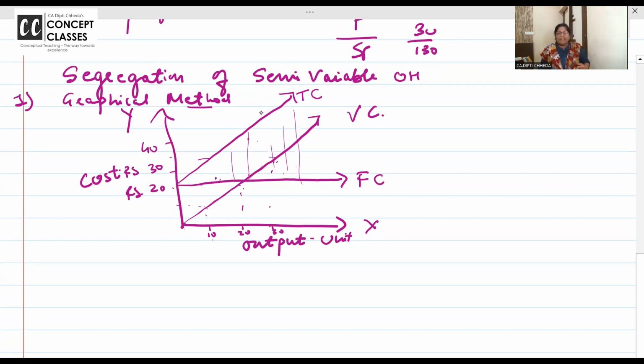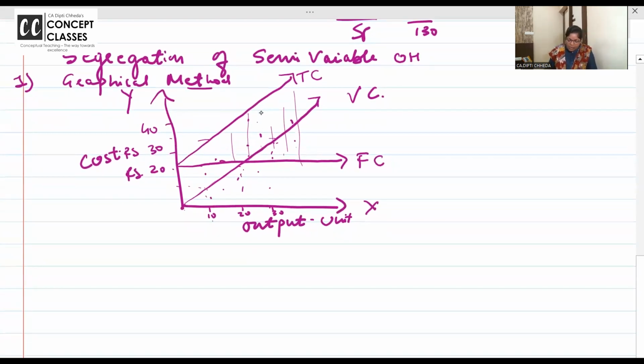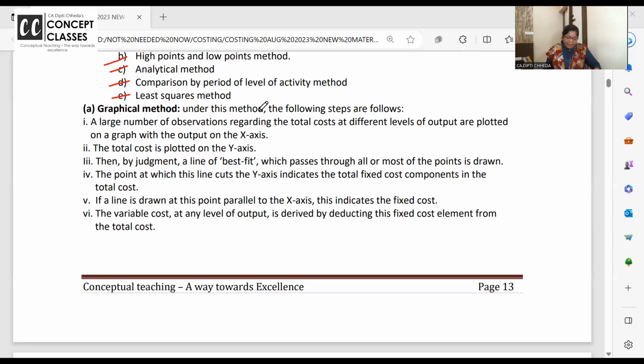Any confusion? Anyone is having doubt? You can unmute and ask. So semi-variable overhead has both elements, fixed cost and variable cost, and you will have to make it on this. Okay, so this is all about the graphical method. You will get this recording uploaded by tomorrow in the app. If you want to check it again, you can watch it again.